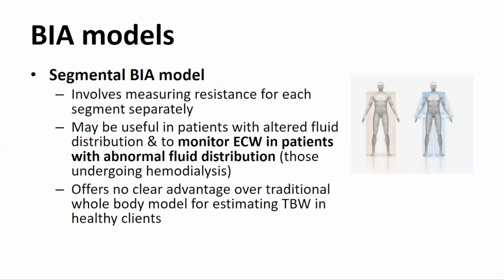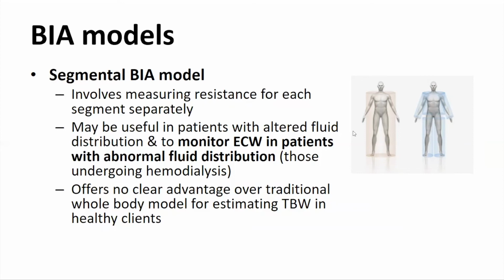There's something else called the segmental BIA model. And remember I said that this BIA assumes that we're one cylinder. The segmental BIA model breaks up the body into 5 segments, where each segment represents the limb, the leg, or the trunk. So there's 5 segments that the body is broken up into.